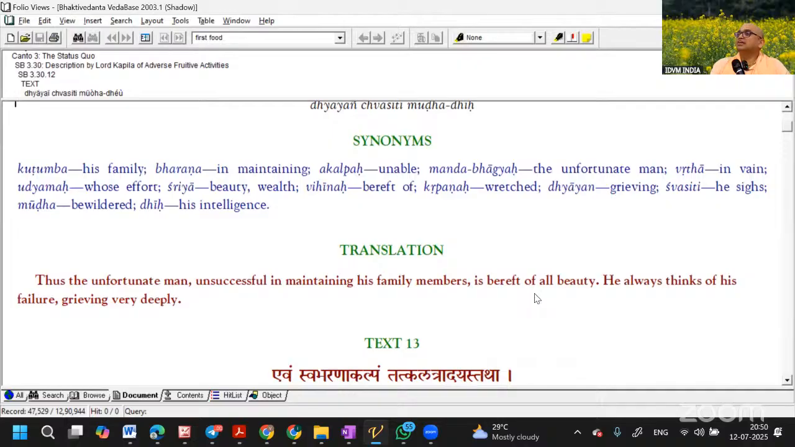Bereft of all beauty. Because when your heart is so happy and pleasing, that is reflected on your face, and the face also will be so enchanting and beautiful. If you have so much unhappiness, tension, greed, lust, and so on, then his face is not a happy face. No beauty will be there.